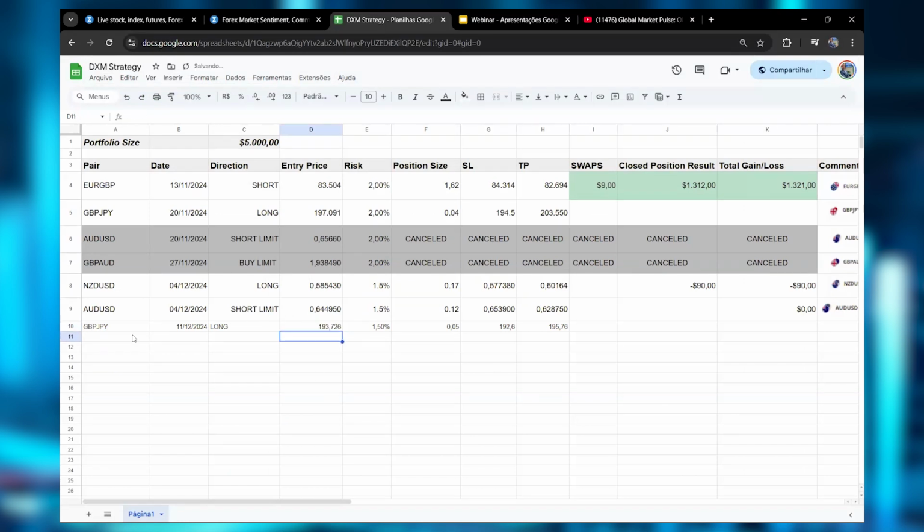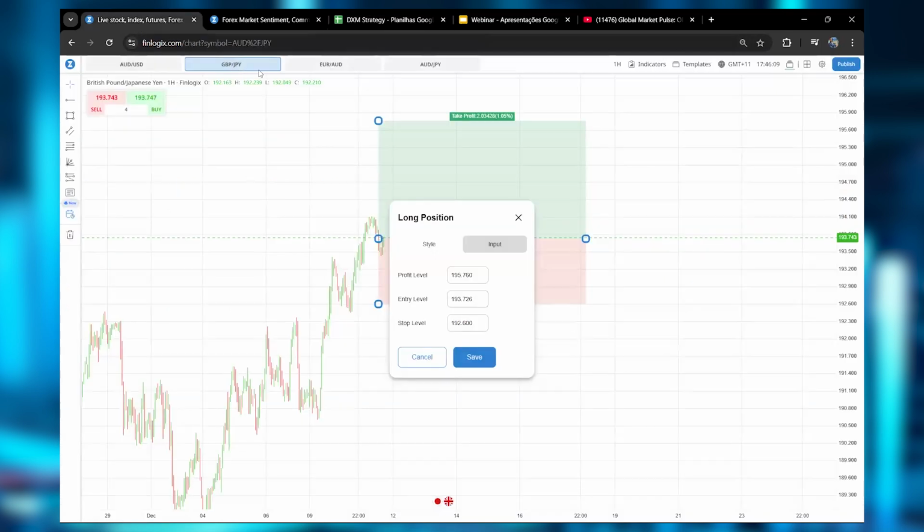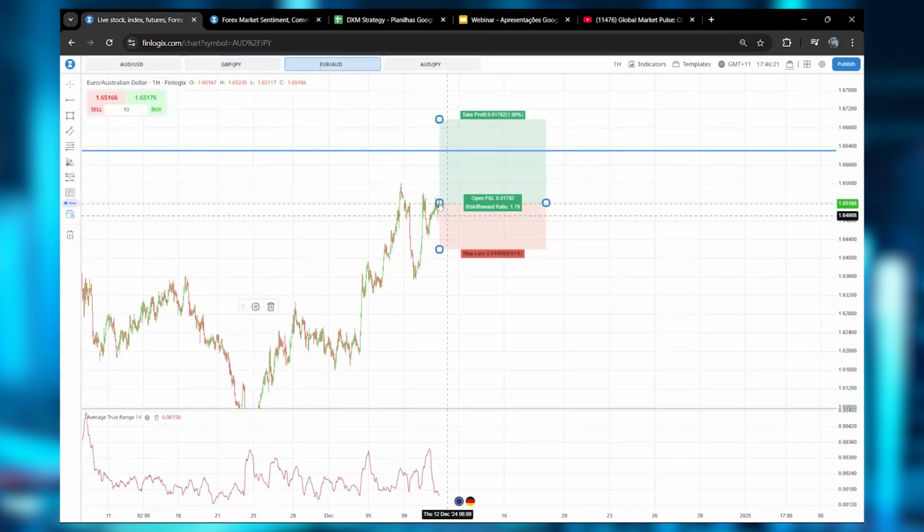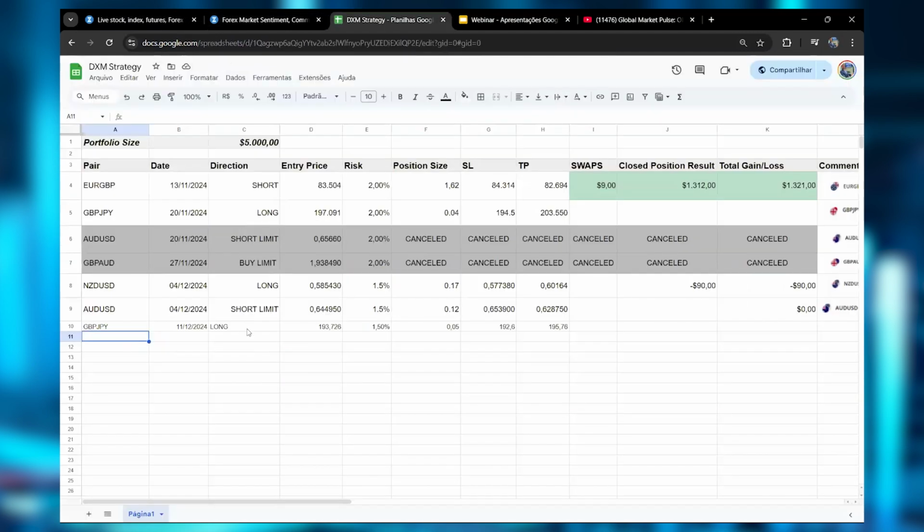Okay. Next position we have is Euro Aussie long. Entry price 166.163.